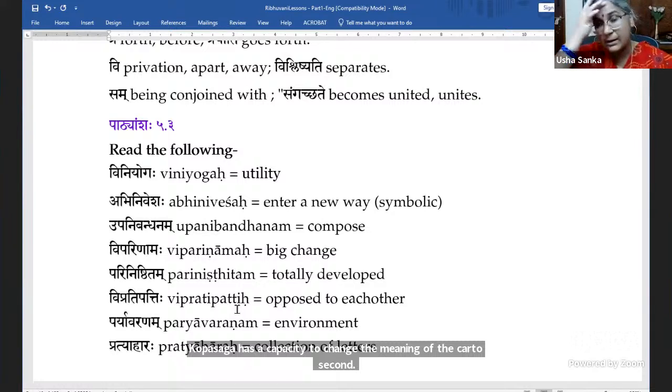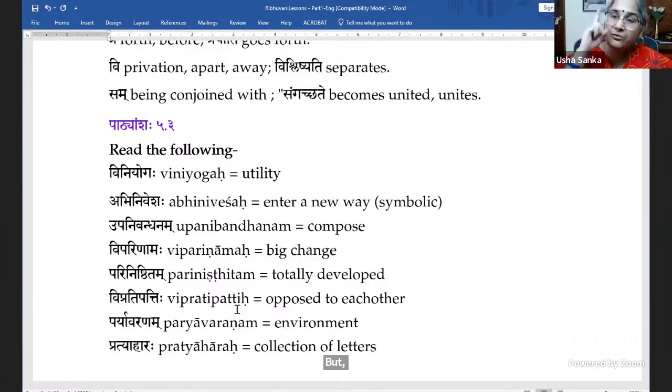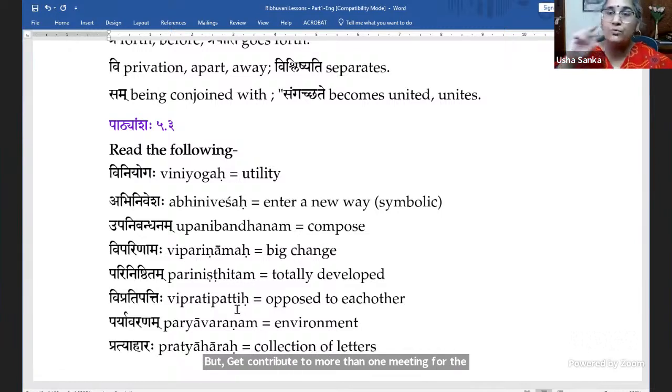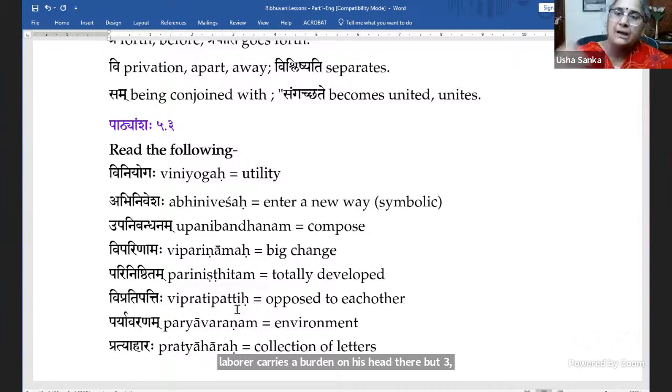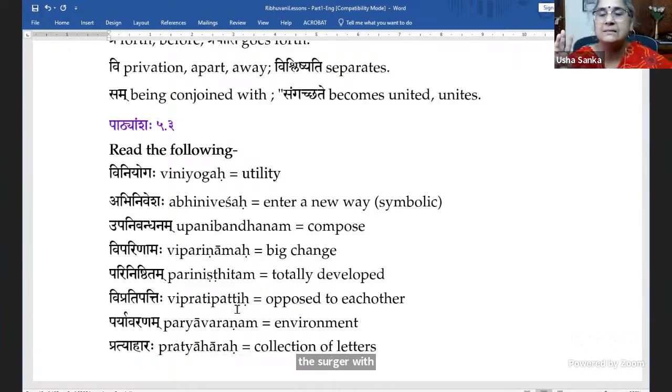Upasarga can contribute to more than one meaning for the same combination. Like one dhatu has three meanings. As I told you when I was telling you the vaha dhatu, there are three meanings. The wind blows, vahati. The nadi flows, vahati. And the laborer carries a burden on his head, vahati. Three vahatis. And imagine the number of multiplied meanings with one upasarga, with two upasargas, with three upasargas.